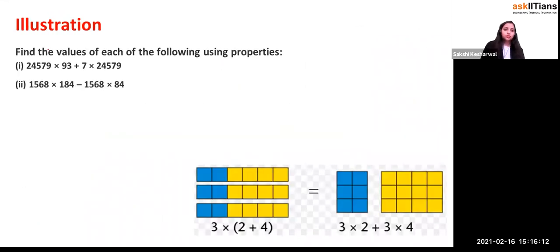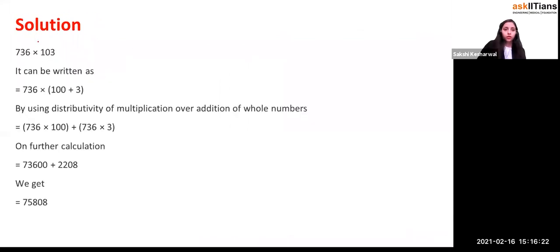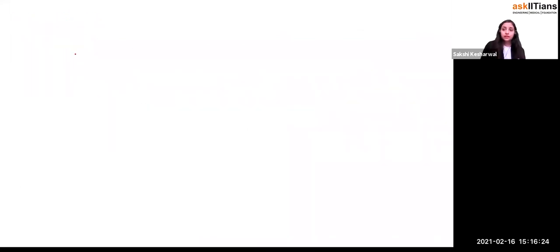Now let's come to this. Find the values of each of the following just using properties, right? Yeah. So what are the properties you see? Just see, as I told you over there also, if the number is written like 54 into 7 plus 54 into 3, right?